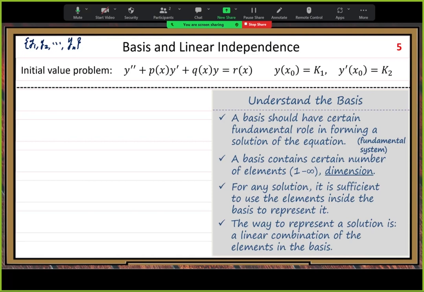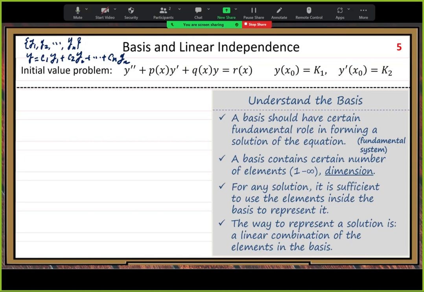Then the linear combination to represent the general solution is as simple as this: y equals C1 y1 plus C2 y2 plus ... plus Cn yn, where C1 through Cn are constants. That's what we call the linear combination.